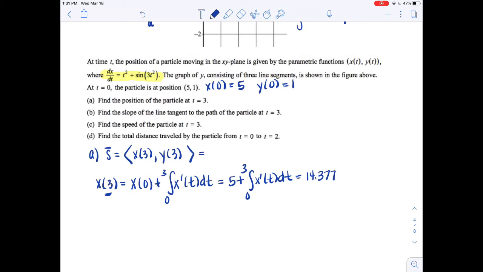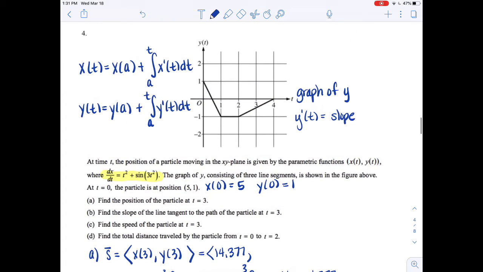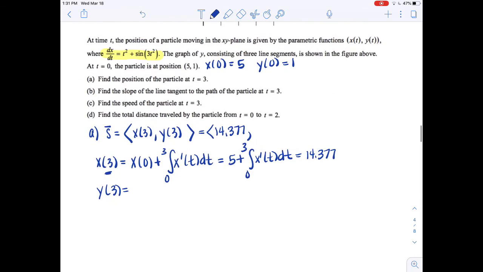14.377. So I know that the x value of the vector that represents the position of the particle at t equals 3 is 14.377. As I mentioned earlier, if I didn't have a function for y, I'd have to go do this initial value type problem again. But if you remember, we also have the graph of y here. So to get y of 3, just go to when t equals 3, and your y value is -0.5. So that's the y component of that vector. So your answer for that first part would be 14.377, comma, -1/2.